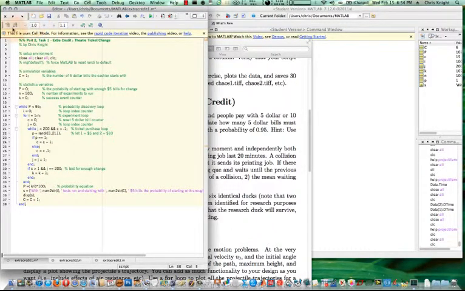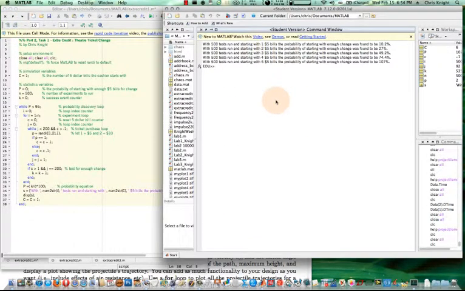I have arbitrarily chosen to run this simulation 500 times to see what the probability is. So let's give it a run. And here's our output. When the cashier starts out with one $5 bill, the probability is only 10.2%. When starting out with five $5 bills, it turns out to be 107%. Four $5 bills is 74%.